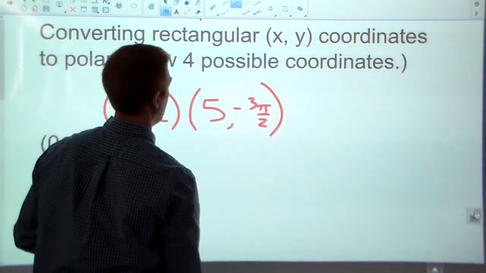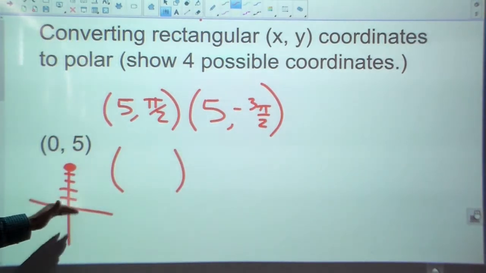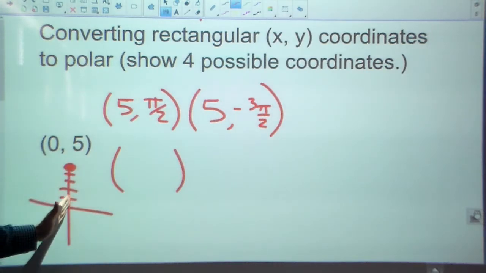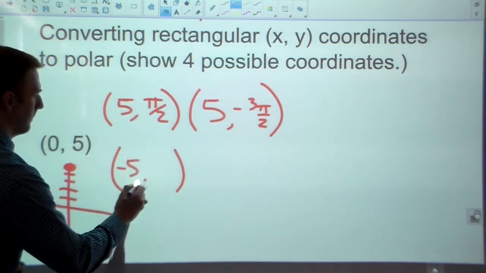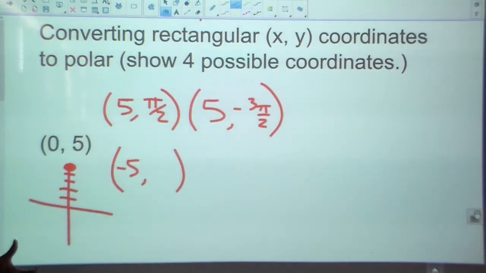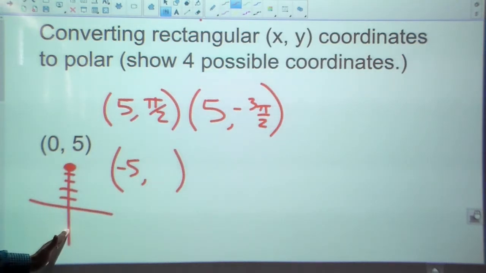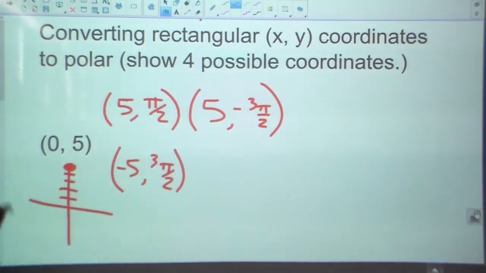All right, third way to think about it: what if we want to end up with a radius of -5? So I want to have a -5 radius. Let's think about the angles that can make that happen. Well, I could go 3 pi over 2. That would work. And then come back the opposite direction.